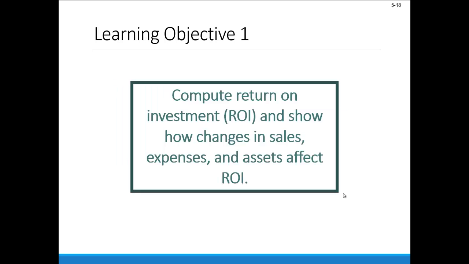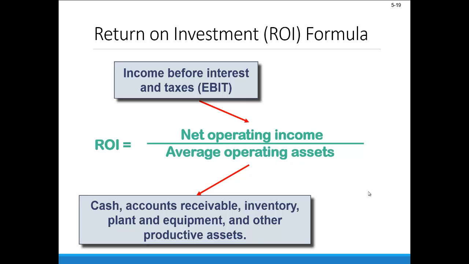So our first learning objective here was to compute return on investment and show how changes in sales, expenses, and assets affect ROI. Really, this section of Chapter 11 is concerned with the performance evaluation of particular responsibility centers and what may be best to evaluate them. So return on investment can be calculated as net operating income, where that is income before interest and taxes, divided by average operating assets. And typically that would include cash, accounts receivable, inventory, plant and equipment, and any other productive assets. In other words, not assets held for sale or investment.